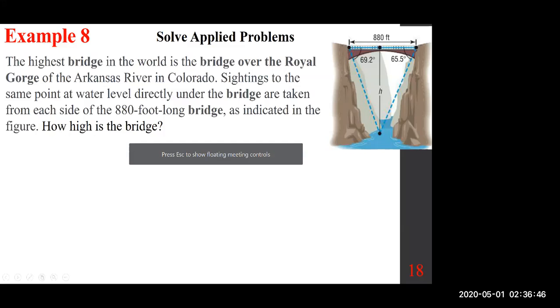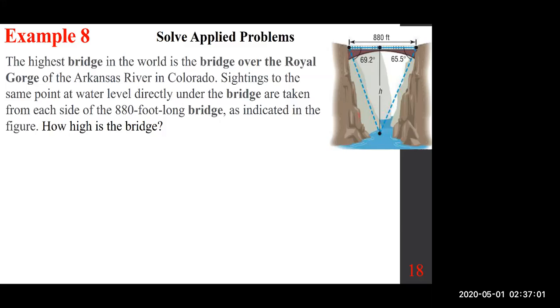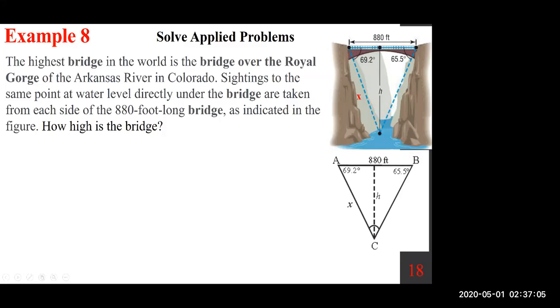So, by any chance, anybody has the answer for us? Anybody has worked it out? All right. Let's look at what happens next. First and foremost, let's draw the diagram so we see what's happening. So 880 feet across.